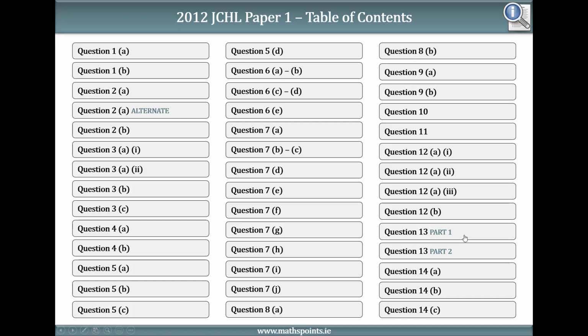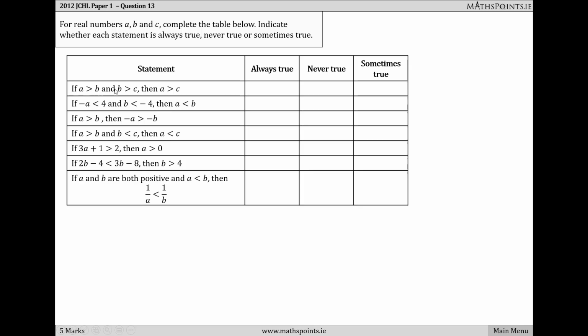So let's take a look at an algebra question from the 2012 Junior Cert Higher Level Paper 1. It's question 13. We're given various statements on the left hand side of our table, and we're asked if these statements are always true, never true, or sometimes true.